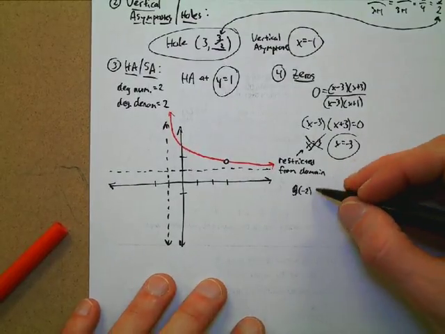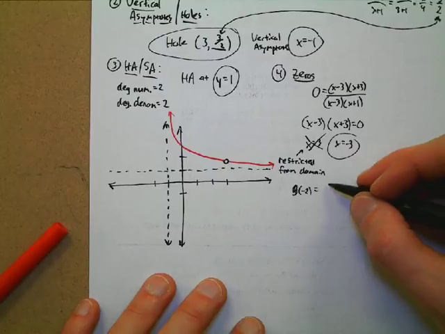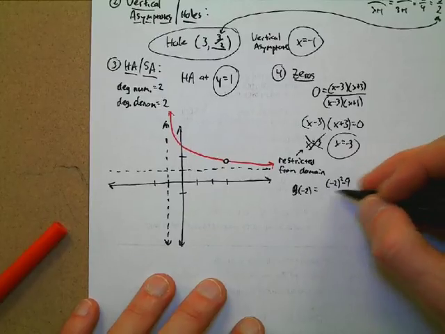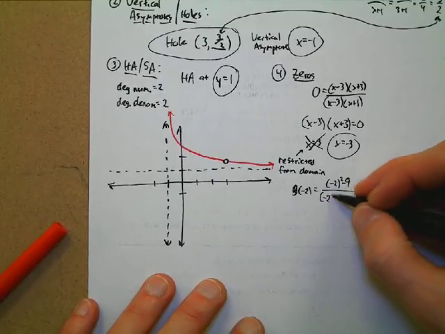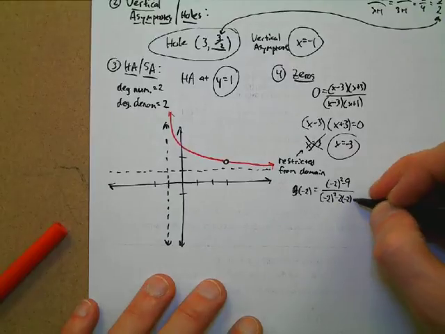Oh, and I forgot to graph the zero. There's negative 3, 0. I guess I could have just used the zero point, actually, now that I think about it. I forgot to graph that zero. Okay. So there's the graph.